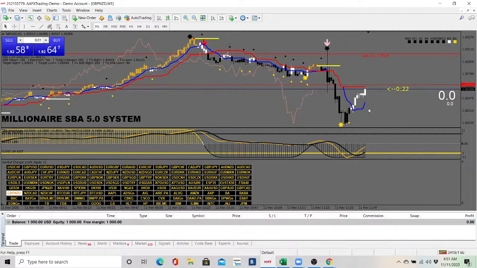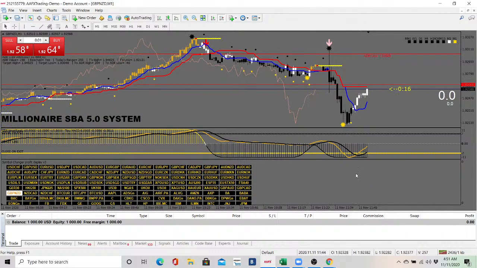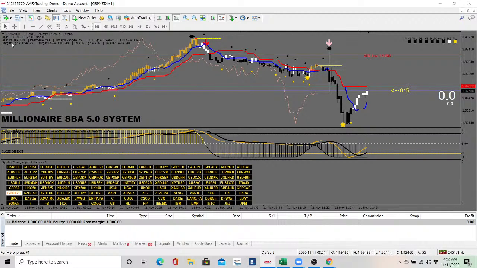However, it looks like there is a reversal or pullback that's actually happening. So we won't get in right now until there's some correction. The market goes back down the way that it has been going.